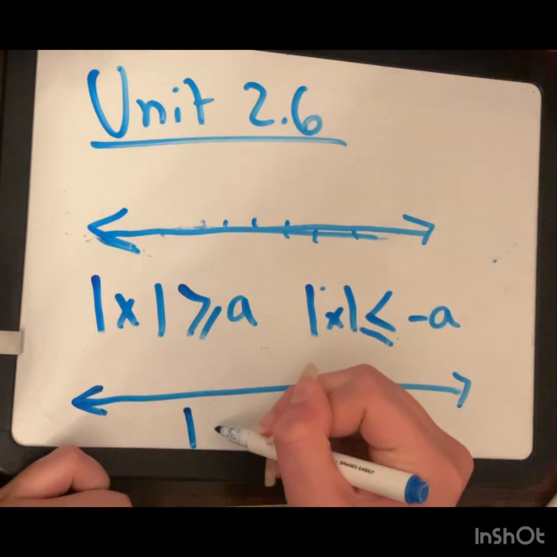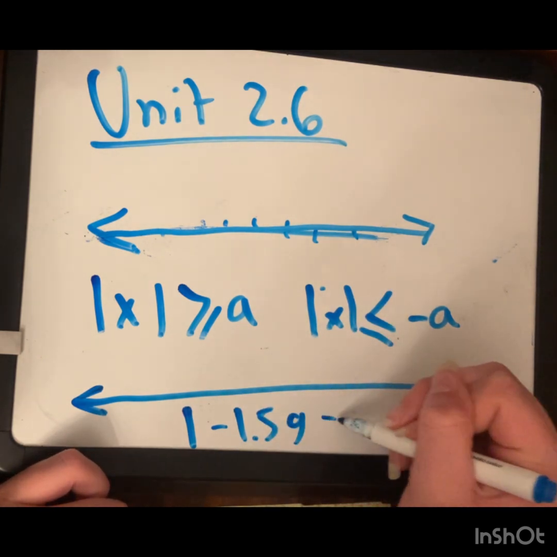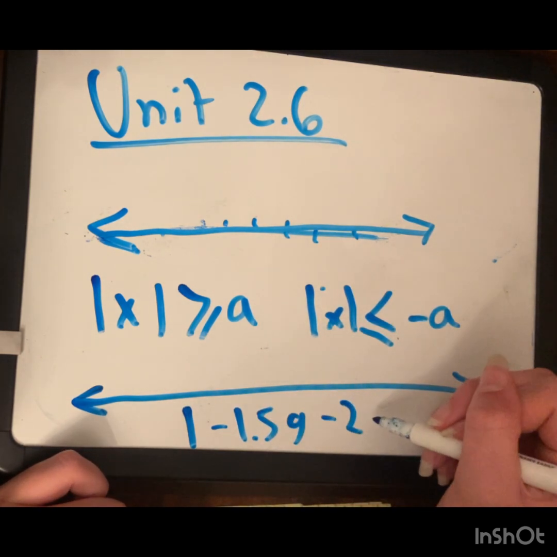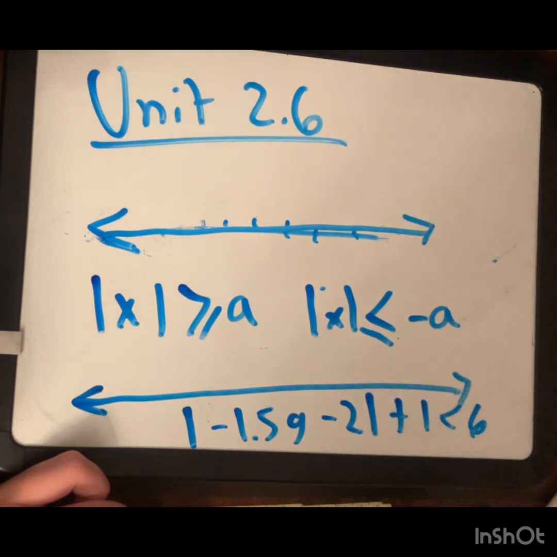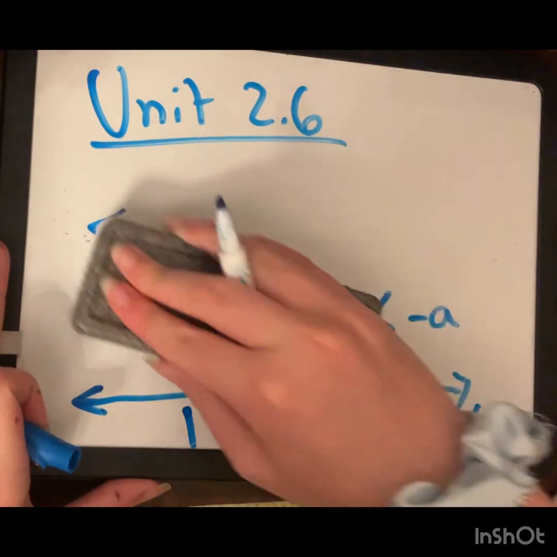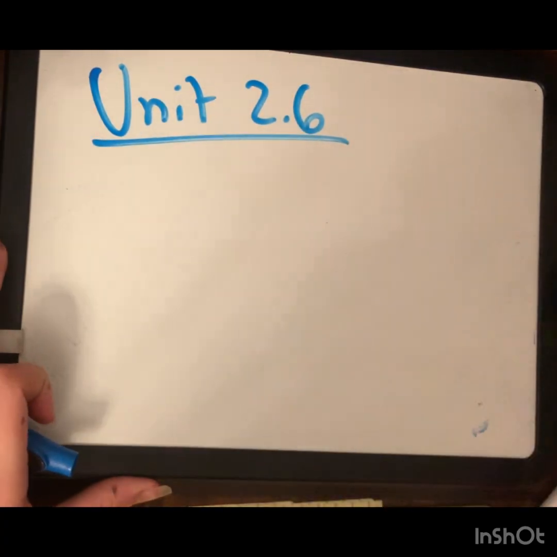If you guys have negative 1.5 g minus 2, absolute value, plus 1 equals 6. Now here's where it gets complicated. We're going to erase everything else. Here's going to get a little bit complicated. Let me just rewrite that for you.